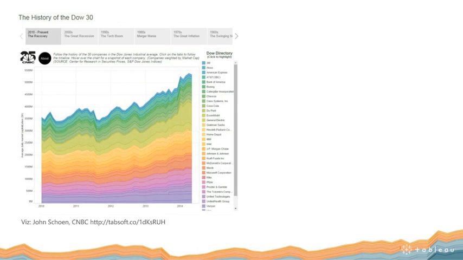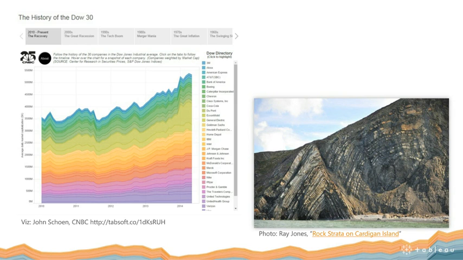Or this visualization that shows the history of the Dow 30 by John Schoen at CNBC, economics reporter. I was like, hey, sure, rainbow, okay, definitely from his color palette, but it also kind of looks like this rock strata, taken out of Cardigan Island off the coast of the UK. You see these layers and this strata that makes me feel a certain thing, right?